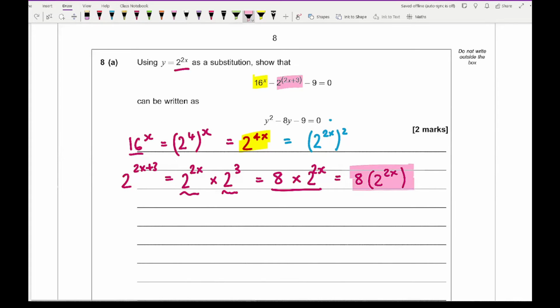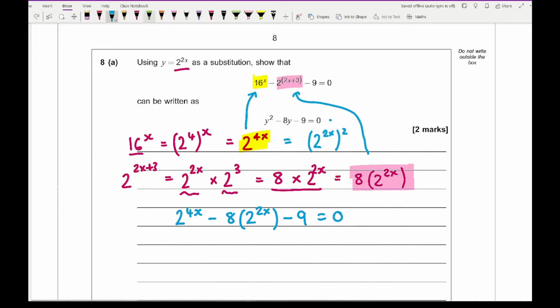So then going back to the original equation, I'm going to swap this with this and swap this with this. So rather than writing 16 to the power of x, I'm going to write 2 to the power of 4x, and instead of writing 2 to the power of 2x plus 3, instead I'm going to write 8 multiplied by 2 to the 2x, minus 9 equals 0.